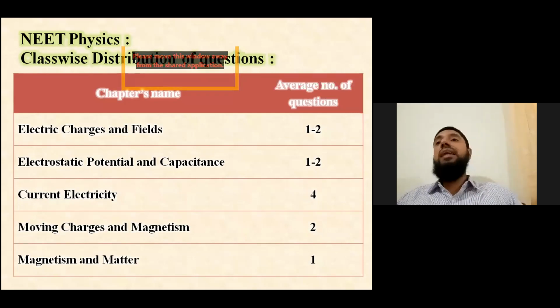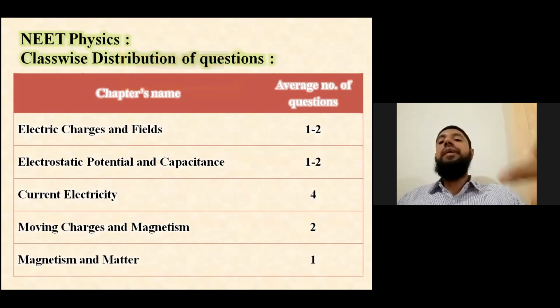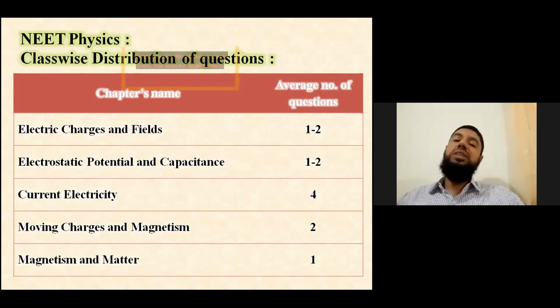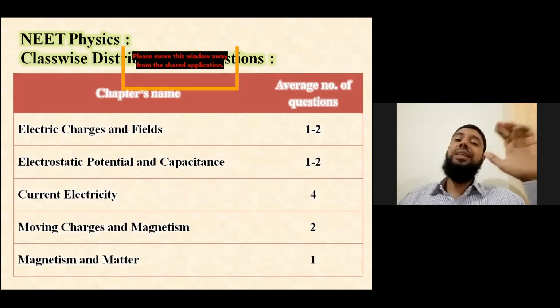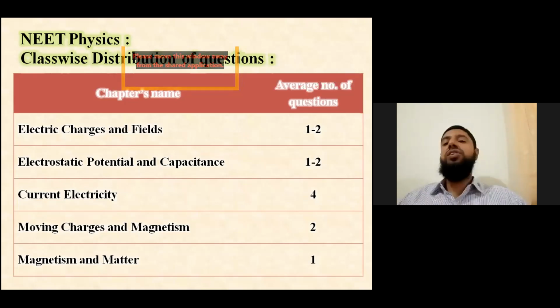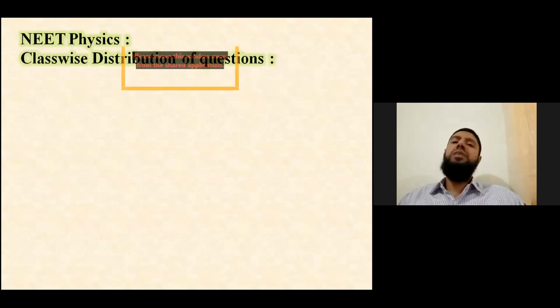When we come to current electricity and moving charge in magnetism, which together carry around 6 questions: 4 from current electricity and 2 from moving charge and magnetism. In some NEET papers we have seen 5 questions from current electricity. Out of 45 questions, if you are having 6 questions from 2 chapters, then you have to think about their importance. Then magnetism and matter is a very simple topic where you can fetch all the marks.